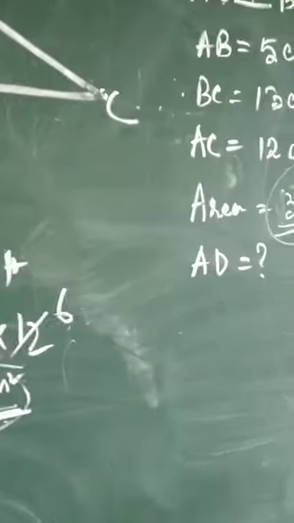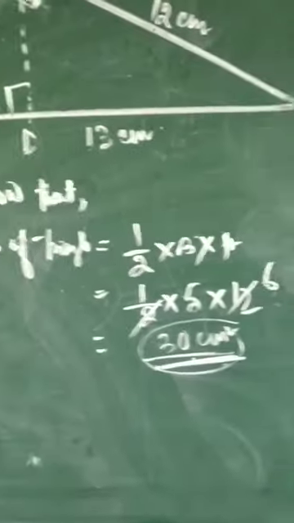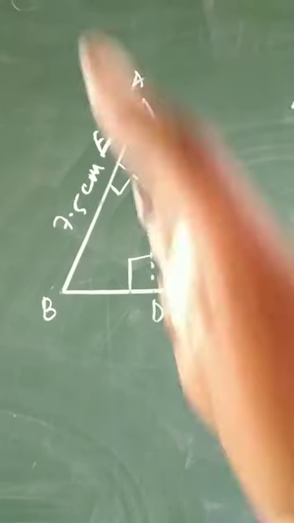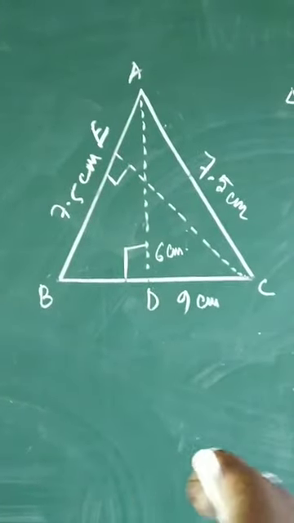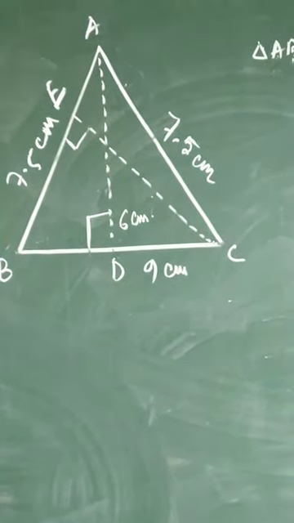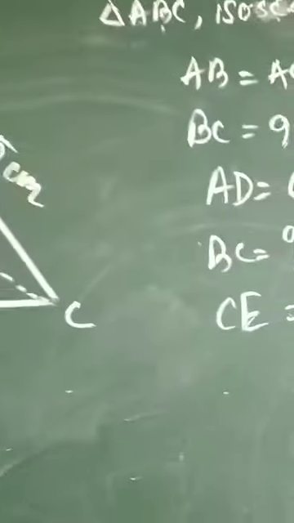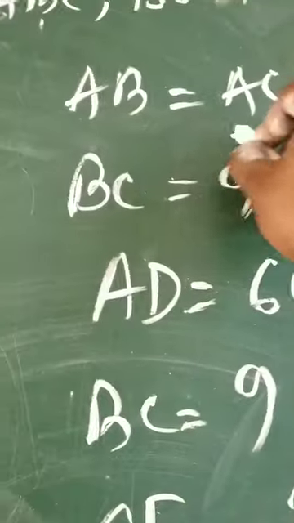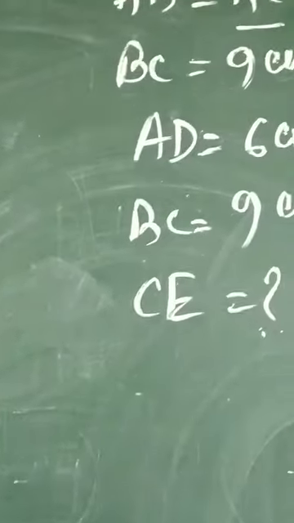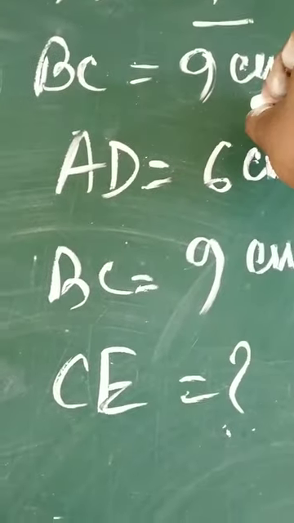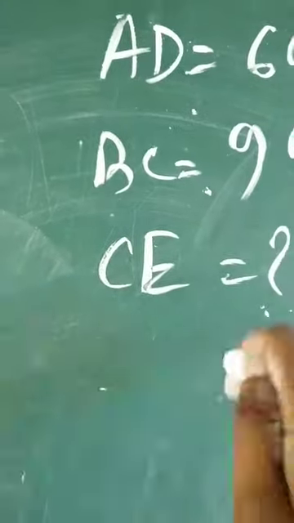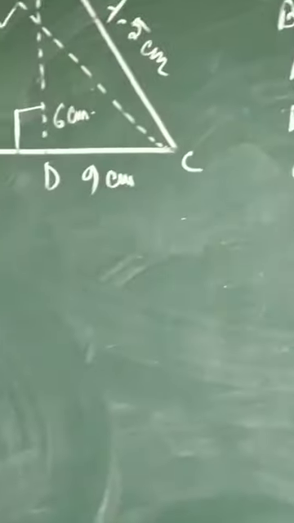Now question number 8 is pretty similar to question number 7. What is the information? Here is a diagram, triangle ABC. AD is the perpendicular height and CE is one more height, and the measures of all three sides are given. AB is 7.5 centimeter, AC is also 7.5 centimeter. It is actually an isosceles triangle, right? The measure of BC is 9 centimeter, AD is 6 centimeter, CE is to be found. Let us check how to do this.